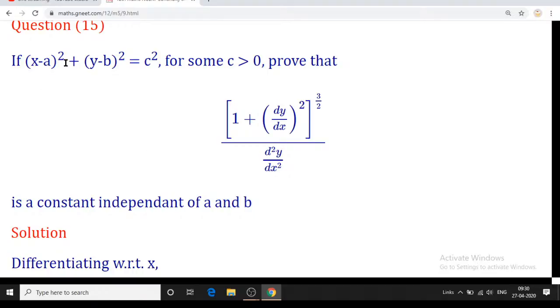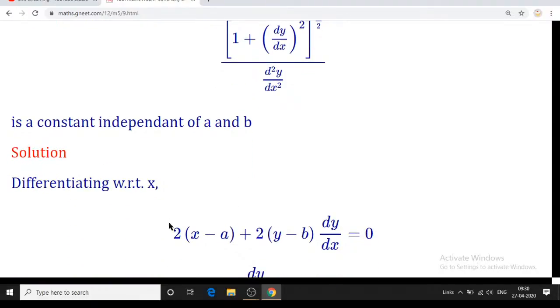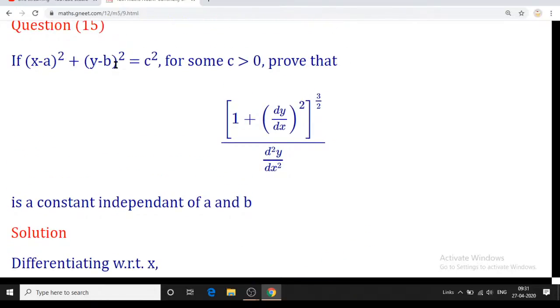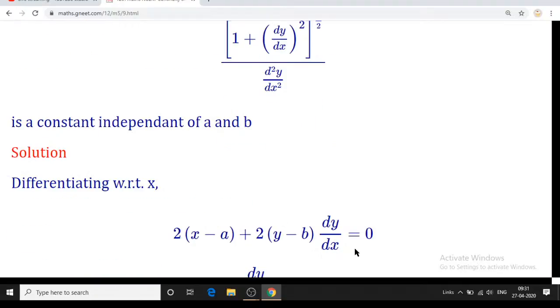x minus a the whole square plus y minus b the whole square is c square. We will differentiate this. What will we get? 2 x minus a into derivative of x minus a, which is 1, so no need to write, plus 2 y minus b, but derivative of y minus b the whole square is 2 y minus b raised to 1 into derivative of the bracket, and the derivative of the bracket gives dy by dx, is equal to 0.